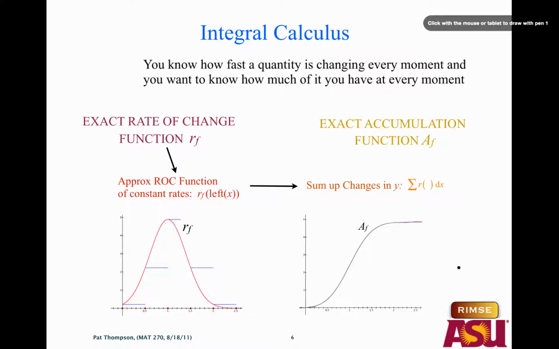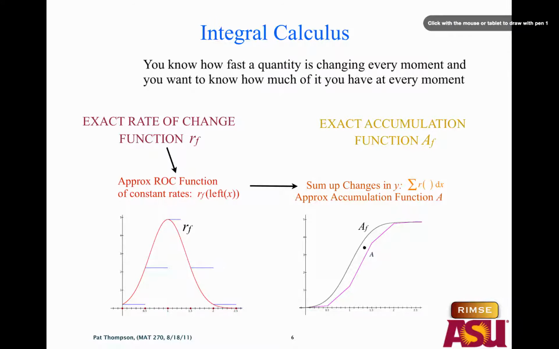And this was the underlying premise of our approximate accumulation function A. Based on these blue constant rates, we could build an approximate accumulation function, and it'll be piecewise linear like this, because each constant rate will result in a linear increase, in this case an increase, in the amount of weight of sand.